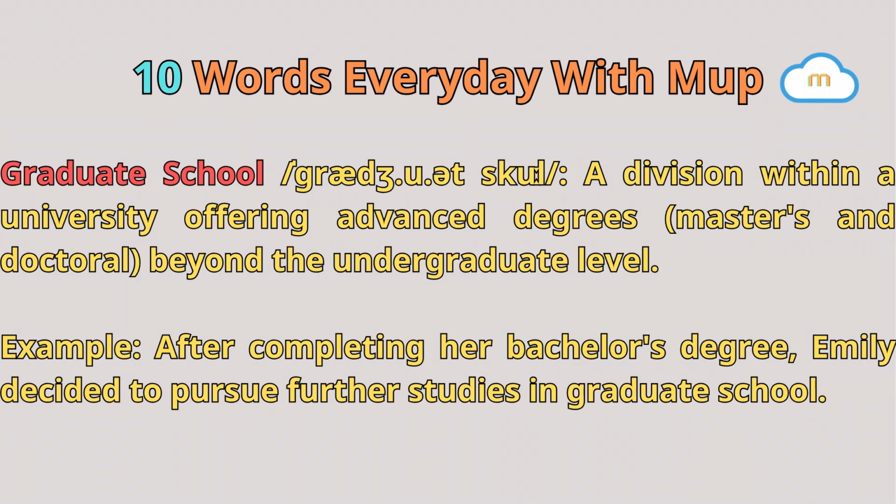Graduate school. Definition: a division within a university offering advanced degrees, master's and doctoral, beyond the undergraduate level. Example: after completing her bachelor's degree, Emily decided to pursue further studies in graduate school.